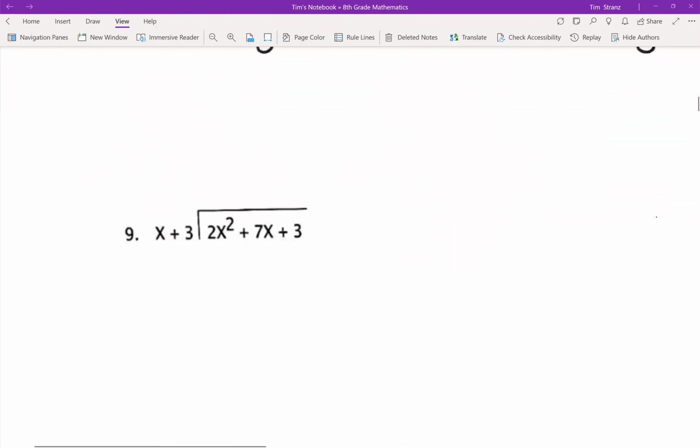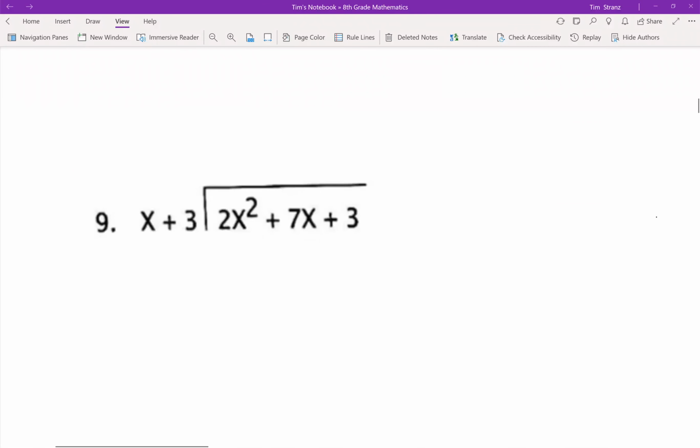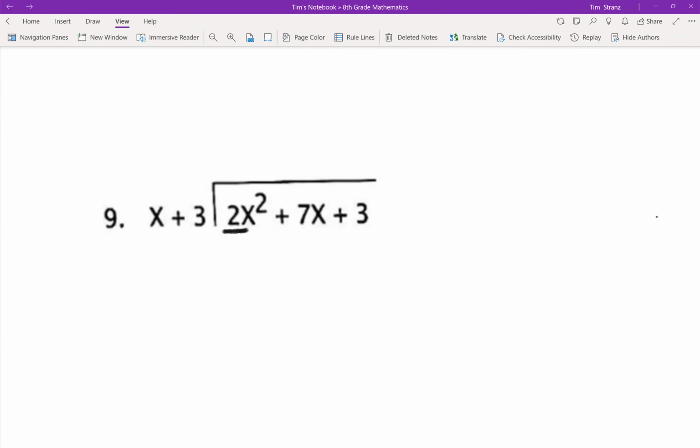Okay, number 9. Look at number 9. It's a little bit different. How is it different? You have a 2 now in front of that x squared. Doesn't make the problem any more difficult, though. You just got to think, x times what is going to give me that 2x squared? Well, x times 2x, right?